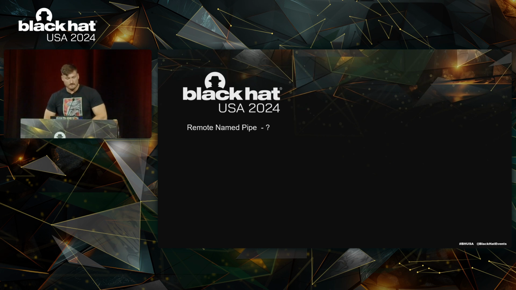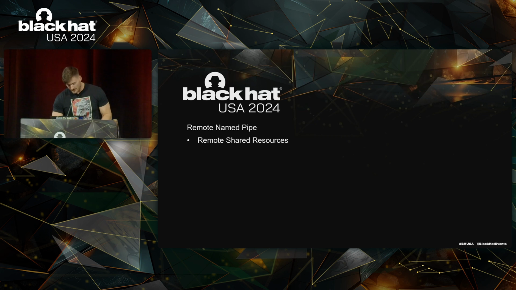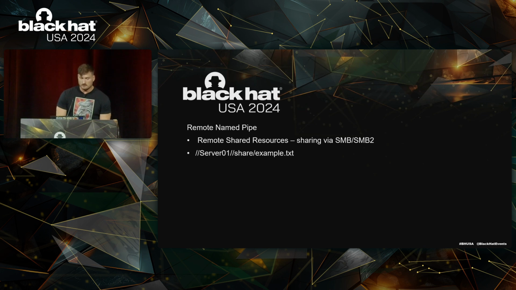Now, okay, so the next stage obviously would be how can we do it remotely? And well, obviously we can use named pipes remotely, we just need to be able to use shared resources. And so those are files, folders, and printers. Now, basically on Windows, they're usually shared with SMB or SMB2 or their variants.